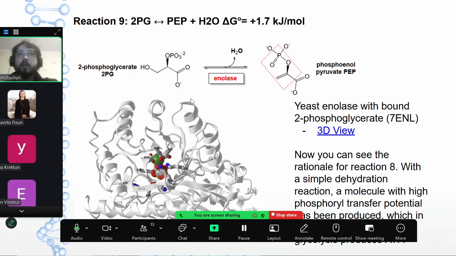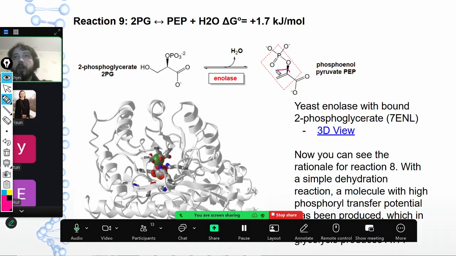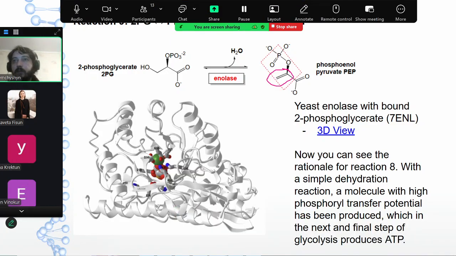Reaction number 9, 2-phosphoglycerate transforms into phosphoenol pyruvate. I guess we saw this molecule at the beginning of the lecture, so it's a highly energetic molecule, and the reaction is performed with the enolase, so it removes water and transforms that into enol. So you see this double bond here, so you remember, enols should have somewhere a double bond between carbon atoms, so here it is.